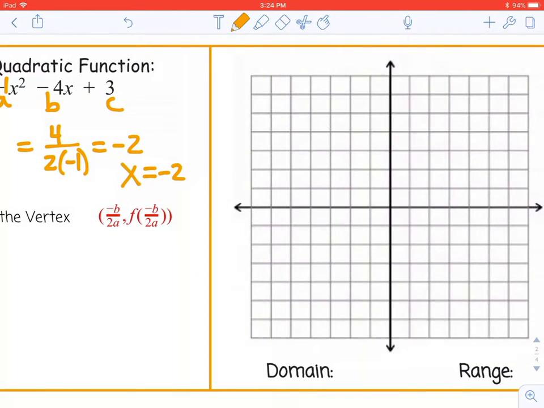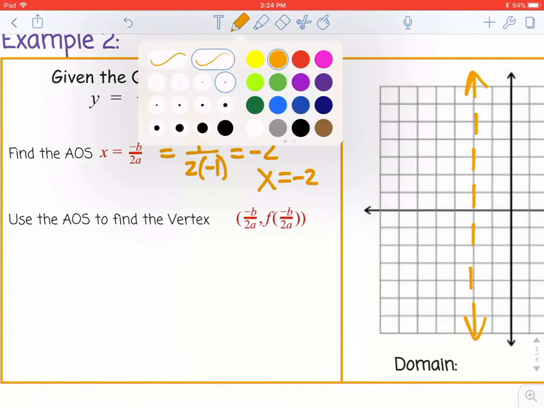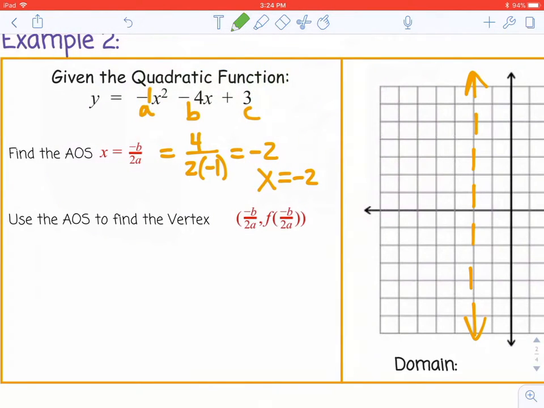So I'm going to go over here to my graph, and I'm going to plot an imaginary line at x equals -2. And the next step is to use your axis of symmetry to find the vertex. So you're going to plug in the x value to figure out the y of your vertex.